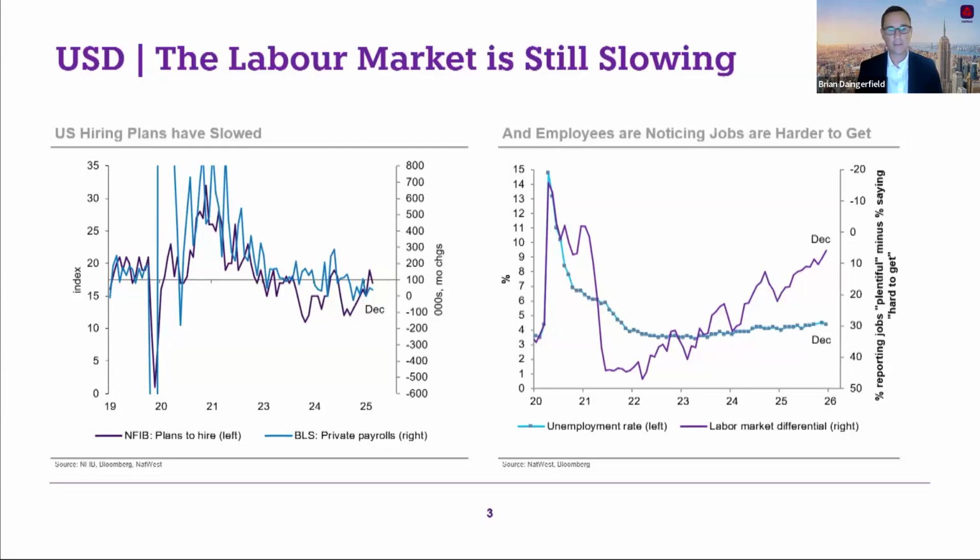Just to give you a couple of pictures of what this looks like on this slide. Hiring plans, so small businesses' intentions for hiring, have picked up a touch in recent months, but private payroll growth is averaging close to zero at the moment. In fact, the 3-month moving average of private employment gains is around 25,000 jobs per month at this point, which is quite low and not that far from zero.